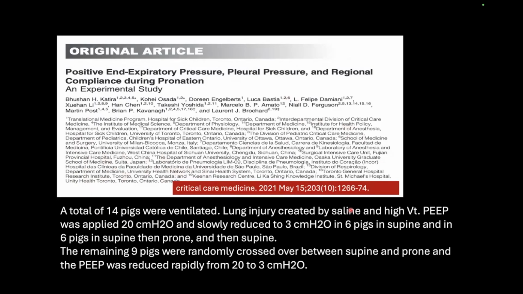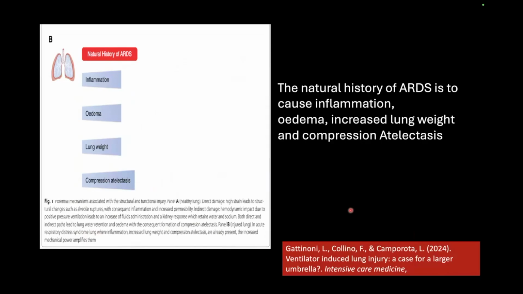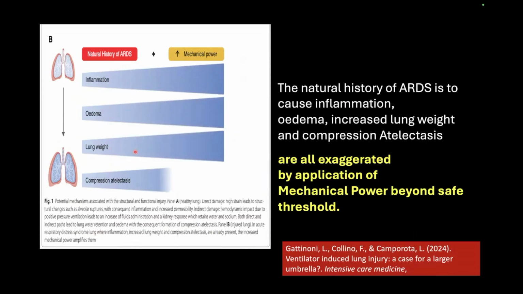This was one study by Bhushan Katira, which was published in 2021 from Toronto, where they showed that in prone positioning, the pleural pressures are higher, and thus the transpulmonary pressure decreases at each PEEP level. So the natural history of ARDS itself is in such a way that all this inflammation, edema, lung weight, and compression atelectasis, as the ventilation goes on, they will amplify as the mechanical power goes on increasing. So mechanical power may increase because of these things worsening, or higher mechanical power can worsen these things, whatever it is.